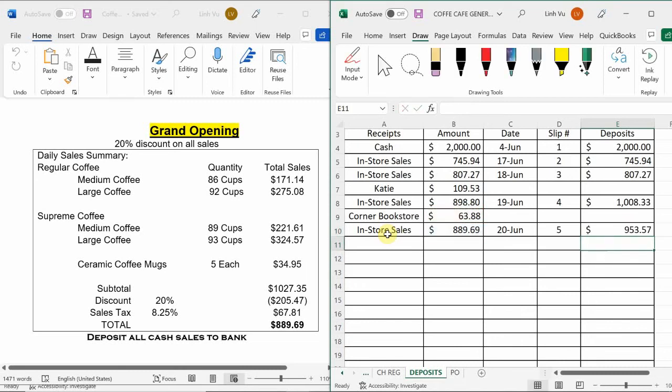$1,898.02. Let me calculate that again. Plus 63.88, right? Yes. Okay, recalculate that. $953.57. Good. So that's the total amount of cash and checks that we're depositing.